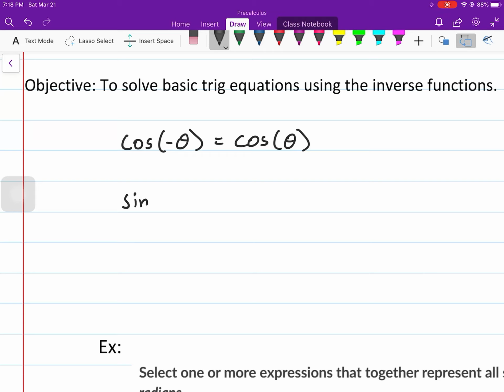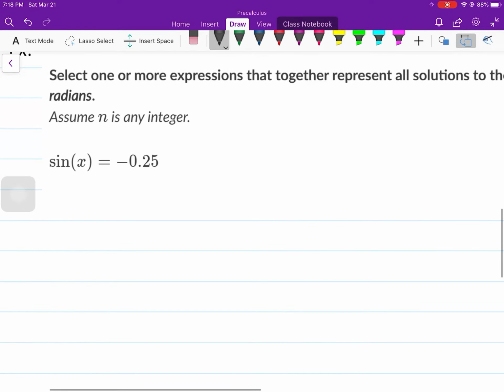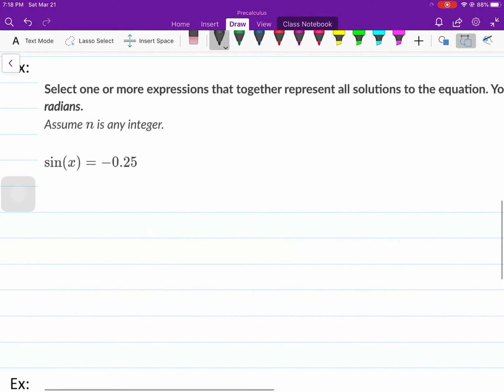Sine, a little bit different, but also pretty simple. Sine of theta is equivalent to sine of pi minus theta. Or if you're in degrees, you would say 180 minus theta, because obviously, in degrees, pi is the same thing as 180. So let's just go ahead and do this example, and I'll show you how this comes into play. So let's just say we have sine of x equals negative 0.25.